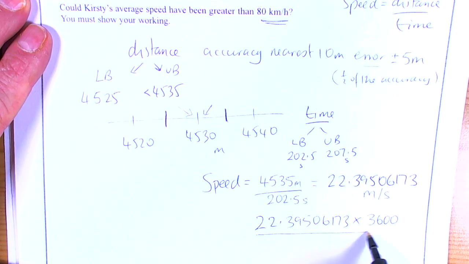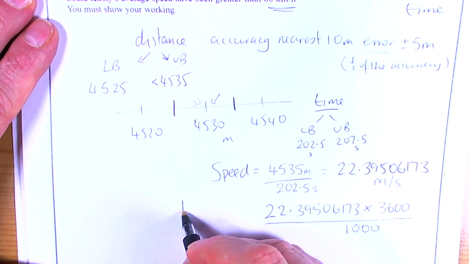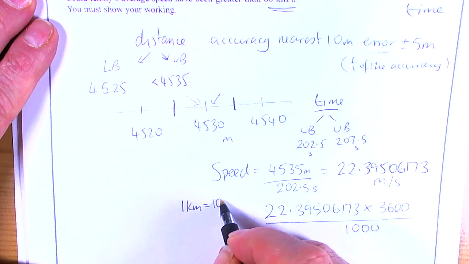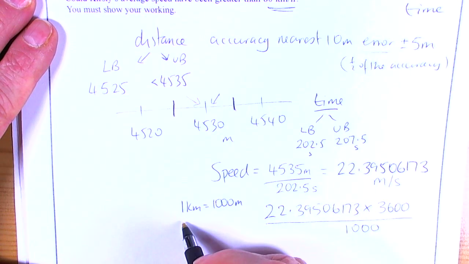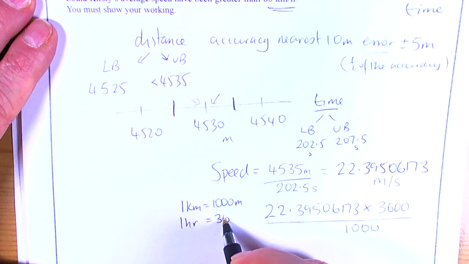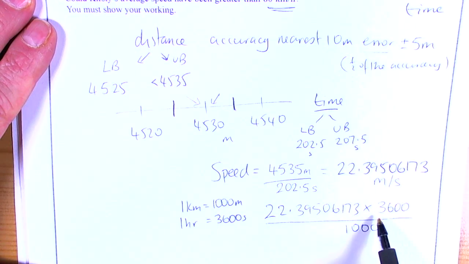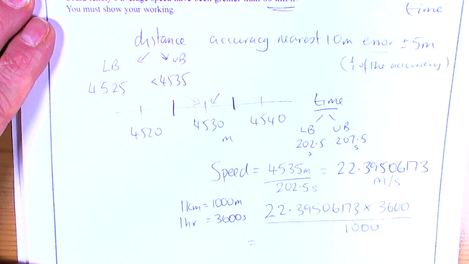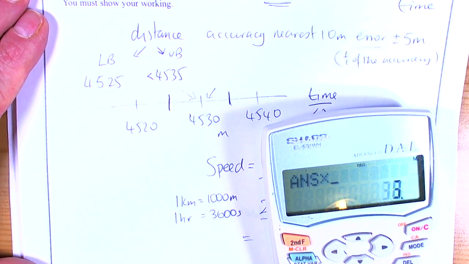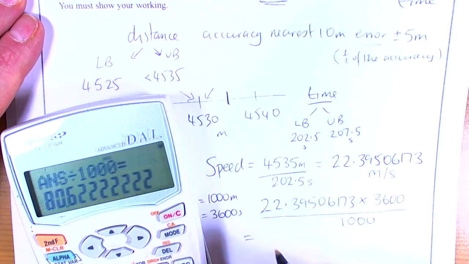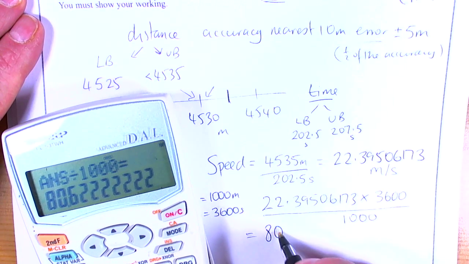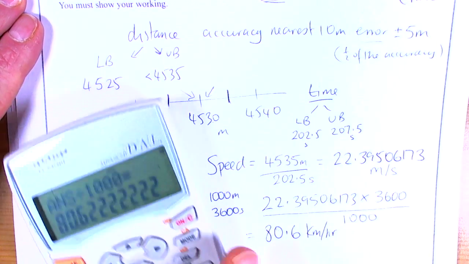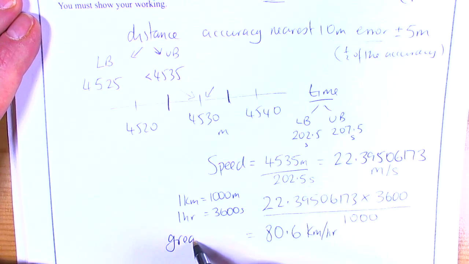That will give us the number of meters in an hour, and then we divide by 1,000 because of the conversions that we're going to use. So 1 kilometre is 1,000 metres, so that's why we divided by 1,000, and 1 hour is 3,600 seconds, so that's why we times by 3,600. So we do that calculation, times by 3,600, divide that answer by 1,000, and we write that answer down sensibly to 3 significant figures, so 80.6 kilometres per hour. So this is the greatest speed possible.